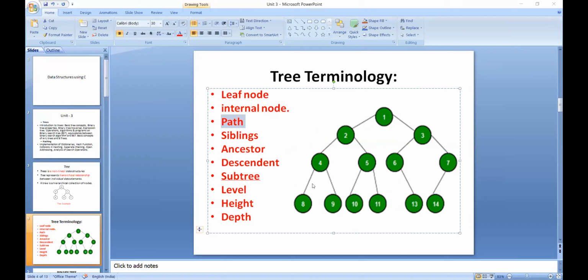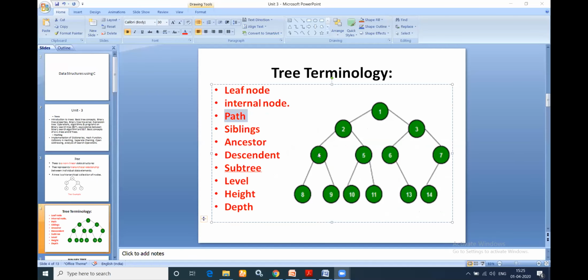I'll show it in the whiteboard. 1, 2, 4, 8. So if I want to know the path to 8, I have to traverse from node 1 through 2, 4, 8. So I have to traverse from 1 to 8. I will go with the path 2, comma 4.